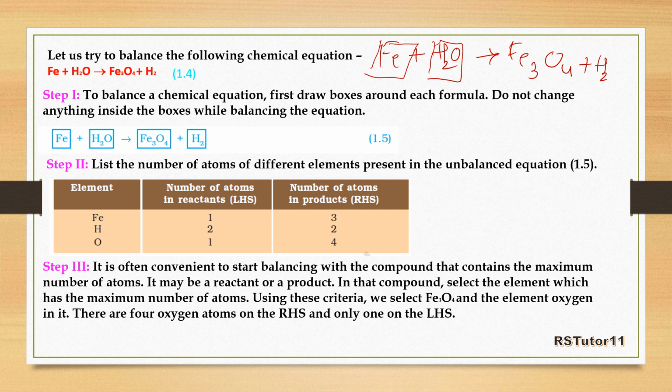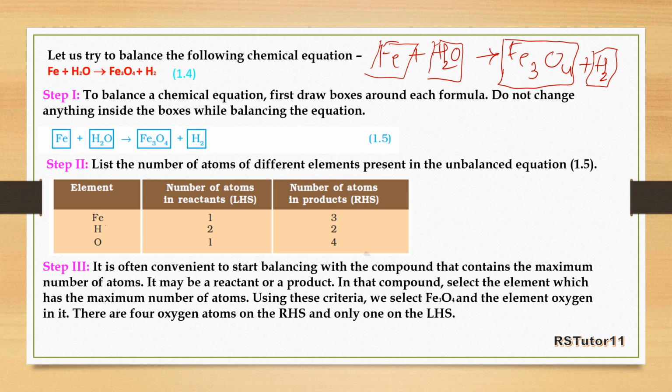Yes. These two elements are 1, so 1 box for them. Yes. Next, around each formula, do not change anything inside the box while balancing the equation. Now, step 2 is to list the number of atoms of different elements present in the unbalanced equation.